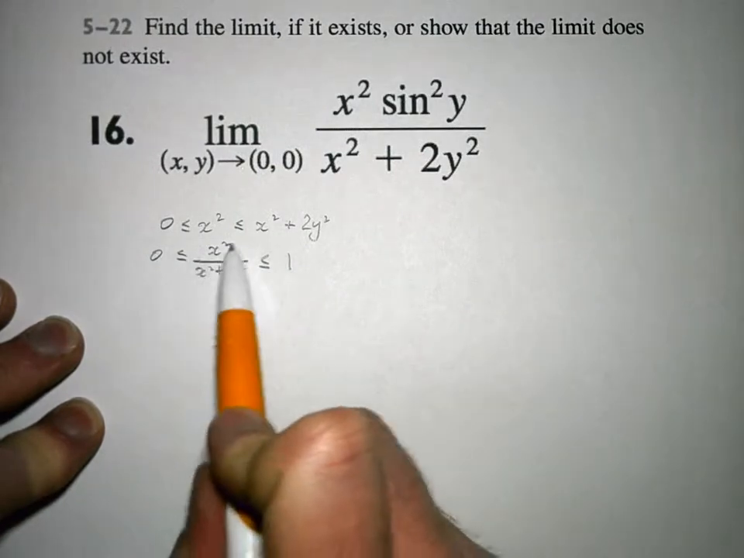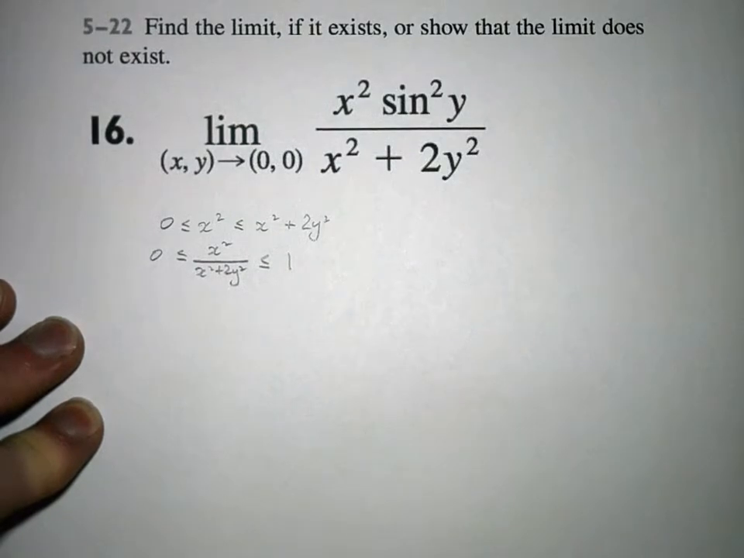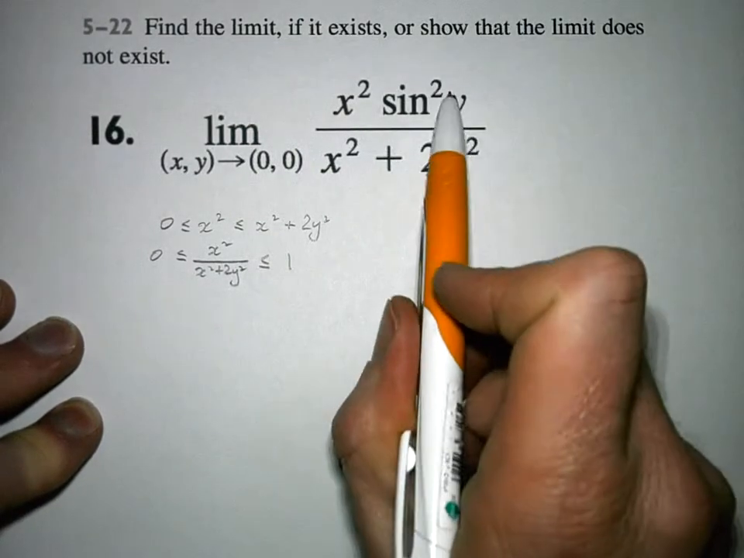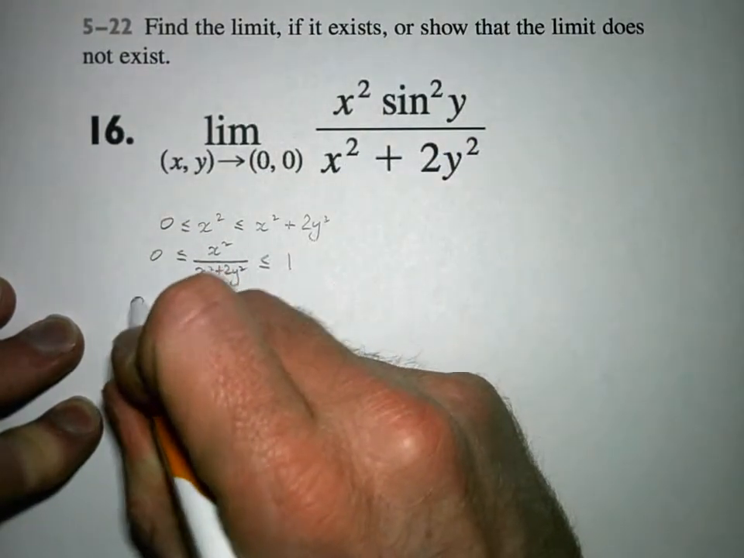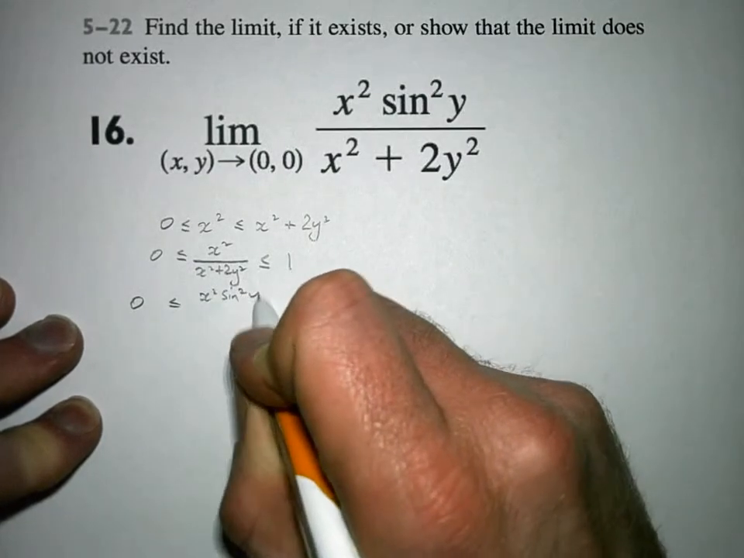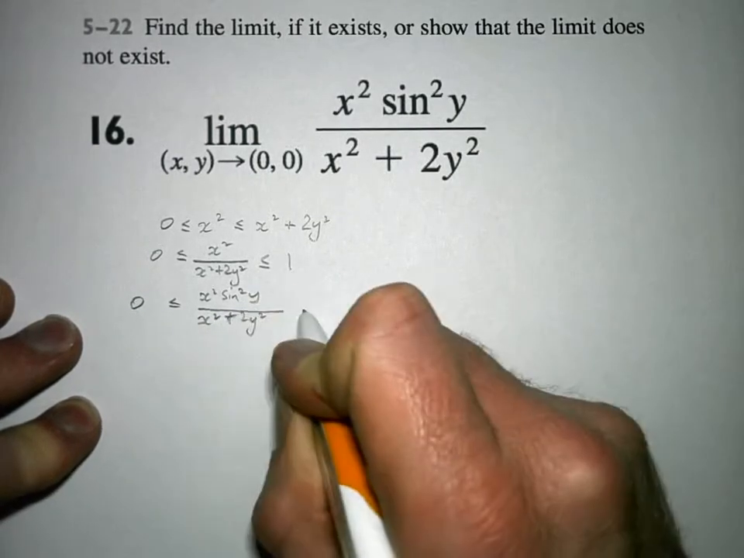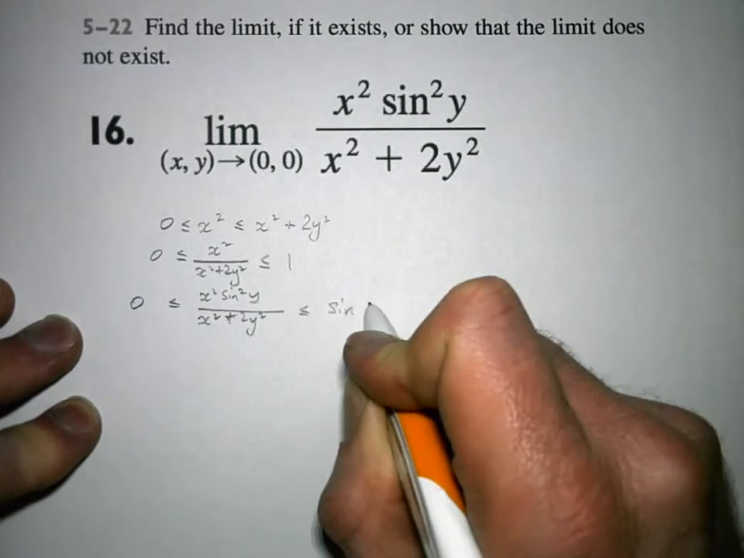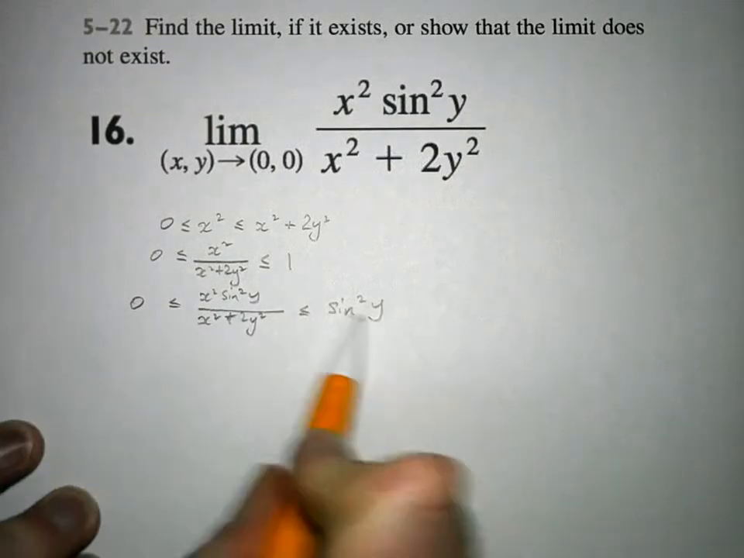Now you can see what we're doing is slowly building up this function over here. We've got x squared over x squared plus 2y squared. Now we want to multiply through by sine squared y. Again, if you multiply by a negative, you've got to flip your inequality signs, but we know sine squared is positive, so we don't have to worry about that. So we get 0 is less than or equal to x squared sine squared y all over x squared plus 2y squared, which is less than or equal to sine squared y. And you can see why it's called the squeeze theorem, because we're squeezing this function between these two.